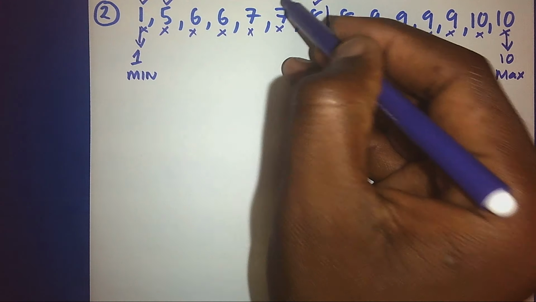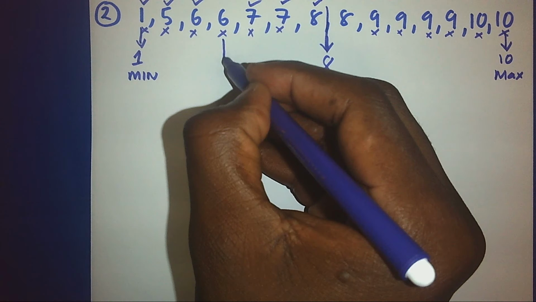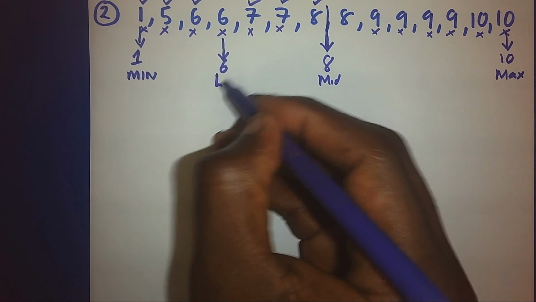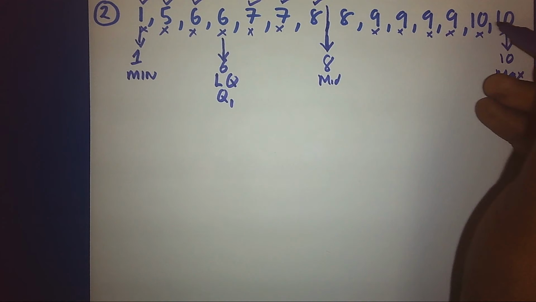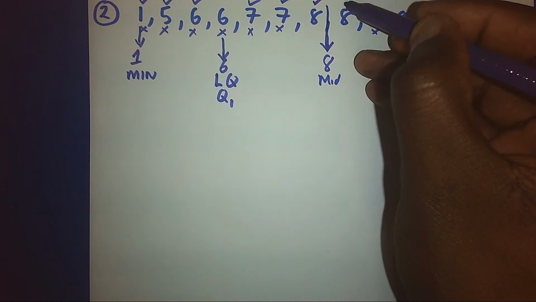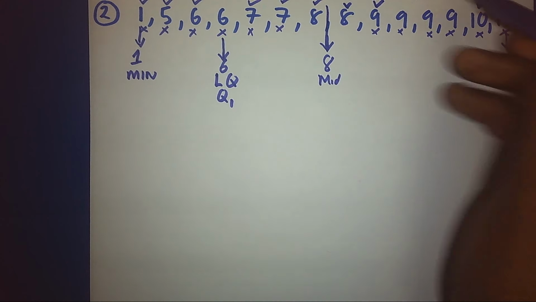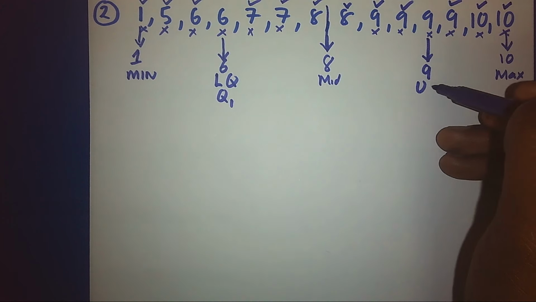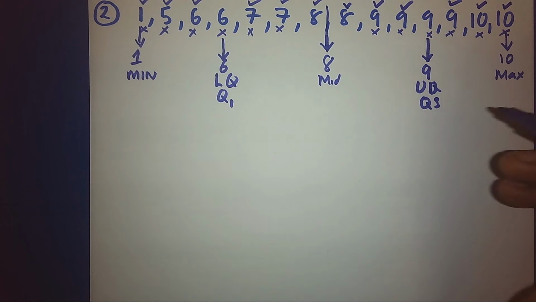1, 1, 2, 2, 3, 3. Hence, 6 becomes my lower quartile, or Q1. Then I go to the upper data to find my upper quartile. 1, 1, 2, 2, 3, 3, and 9 becomes my upper quartile. In other words, that is Q3.